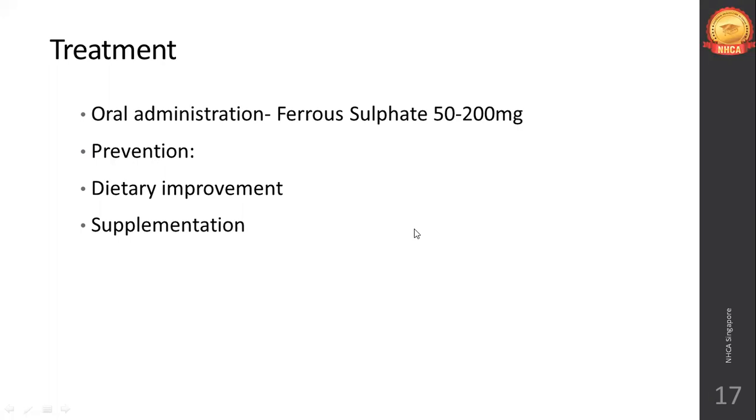Supplementation I have discussed under reproductive and child health programs, and even under the ICDS program, supplementation is given free of cost. From PHCs, you can avail the free folic acid tablets and ferrous sulfate tablets.